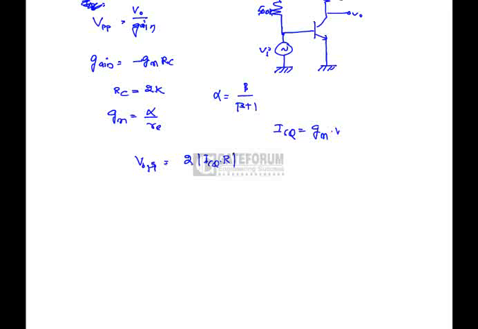gm into VT. So here R is nothing but RC. So after substituting all these derivations, means whatever the values we have, we are going to get V input peak to peak swing is 80 millivolts.